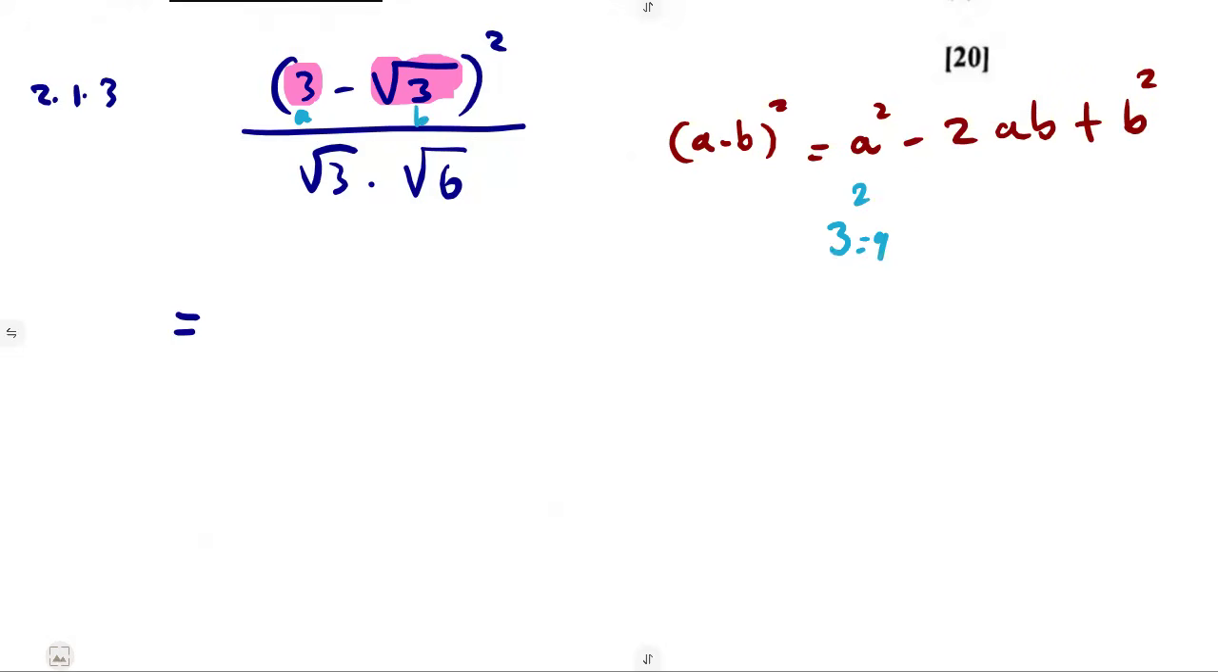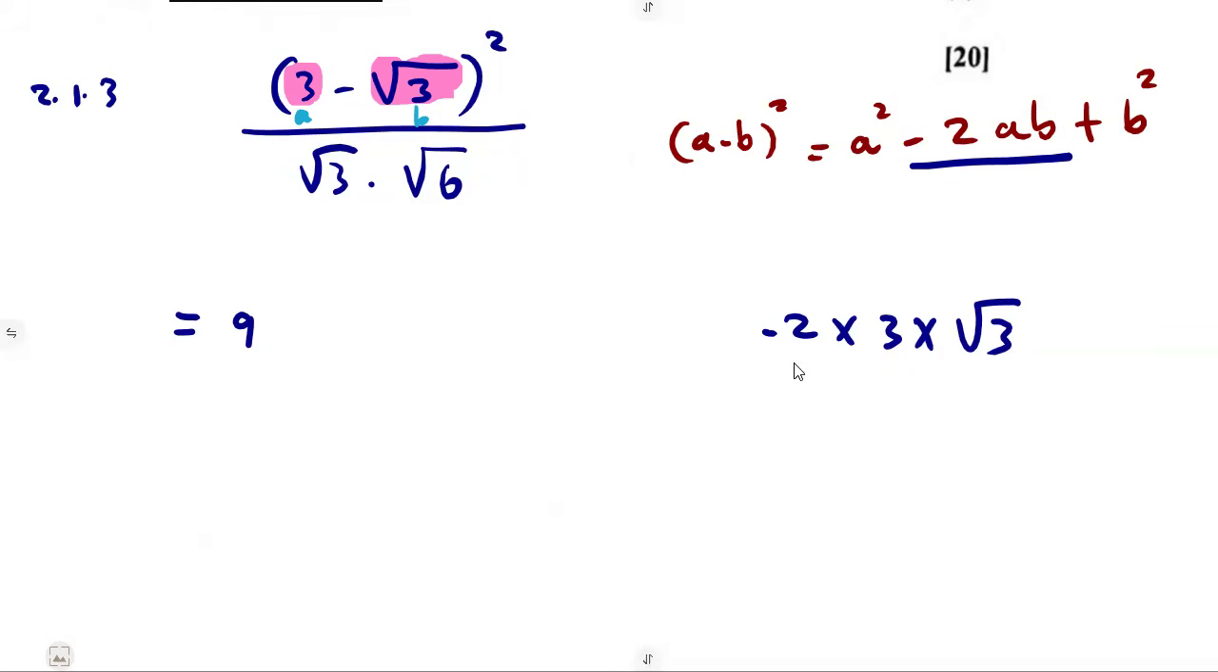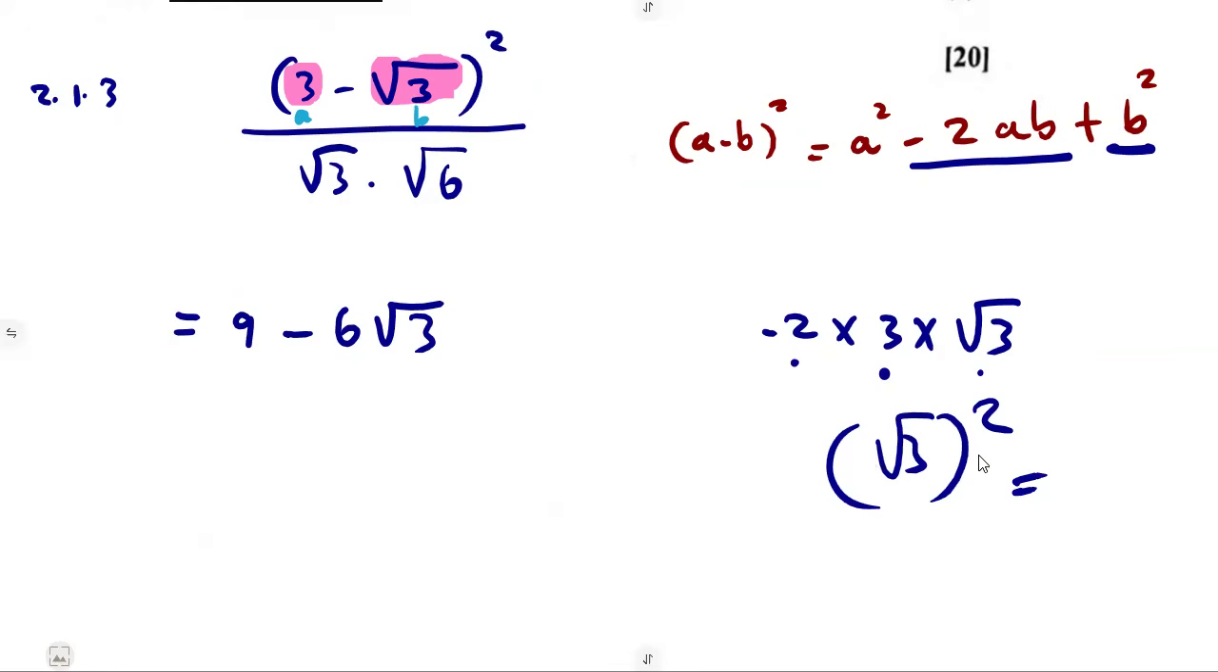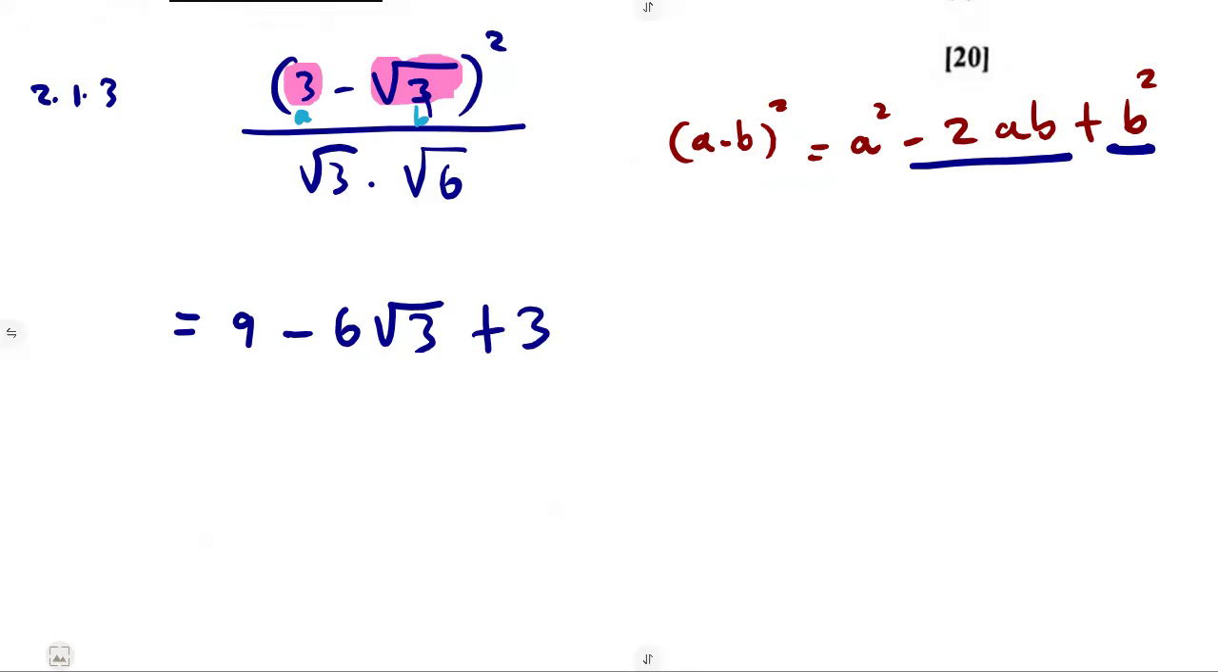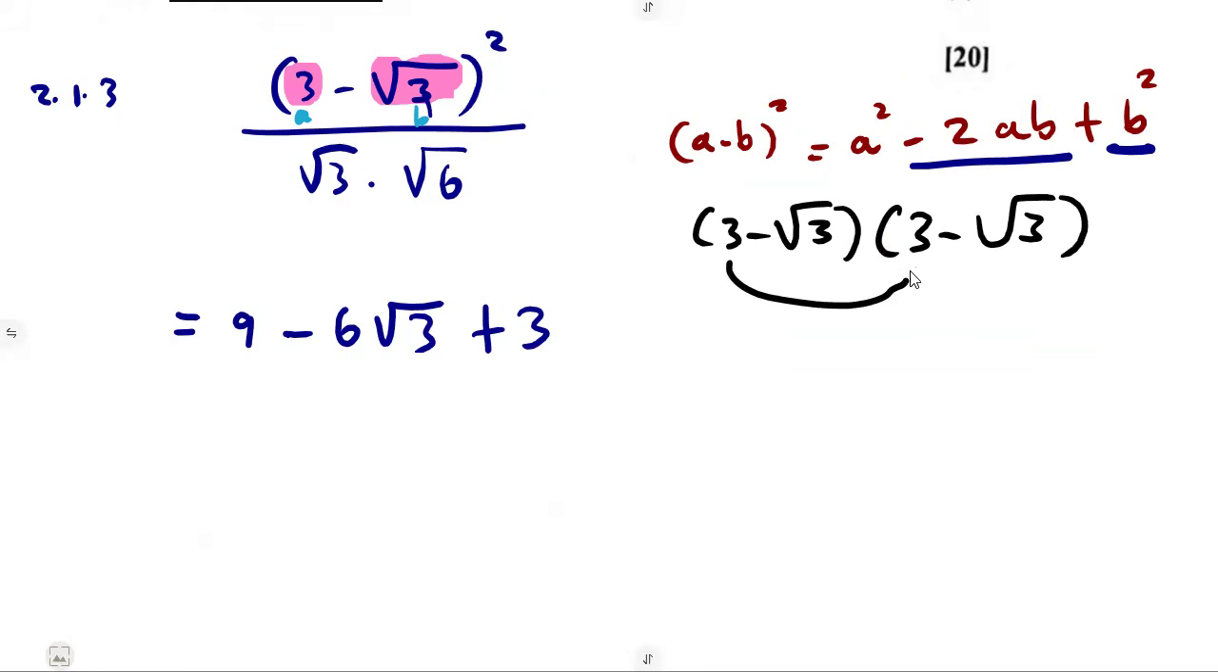So we know that 3 squared is 9. Then minus 2ab, where a is 3 and our b is the square root. So that is the 6 square root, plus b squared. Simply use the identity and get it. Under our square root of 3, you multiply everything.